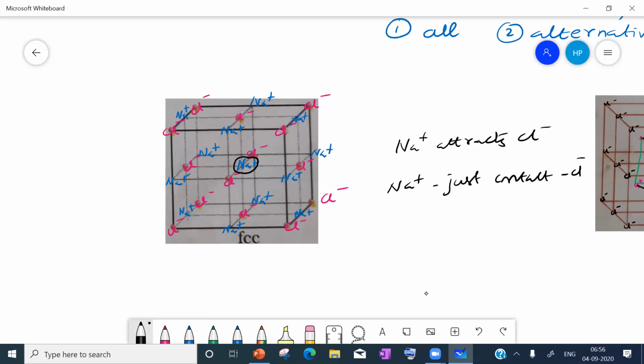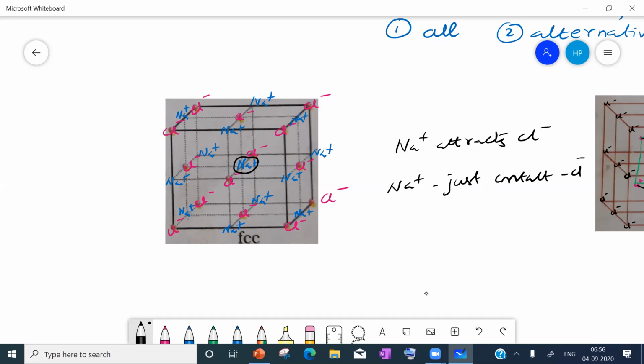But electron clouds should not overlap. They should not go for overlapping further. Otherwise, what will happen? Repulsion will start. So just in contact means stable. So Na+ is attracting Cl minus.